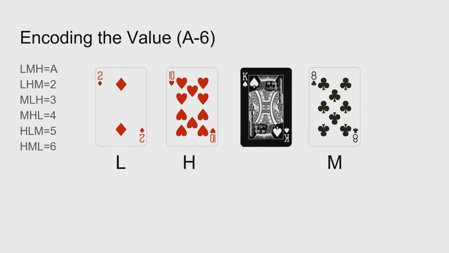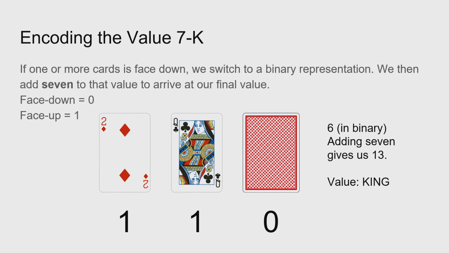Right, so the real question is, what do we do if it's not an ace to 6? This is where the little bit of cheating comes in, and we allow the fact that some of the cards be face down. In that case, we completely switch to a binary system. If at least one of the cards is face down, we just go to binary. Face down is a 0, face up is a 1, so this is going to represent a 6. In this case, we always add 7. This gives us a 13, so this is going to represent a king, okay?